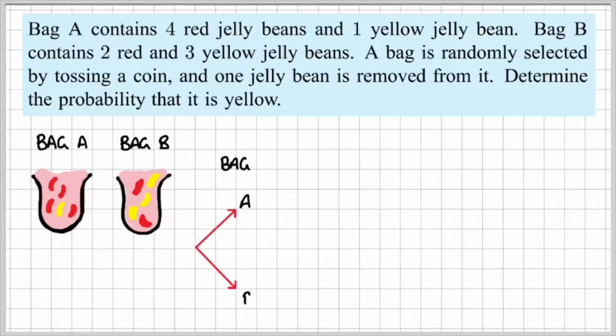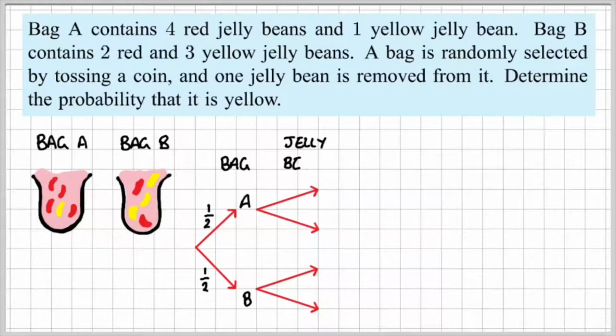So we're looking for the probability of getting a yellow jelly bean, but we're relying on a coin toss to select bag A or bag B. Now in that case, if we toss a coin, there's either a 50% chance of getting bag A or a 50% chance of getting bag B, because there's only 2 outcomes from tossing a coin. So either way, bag A or bag B, we can get a red or a yellow jelly bean.